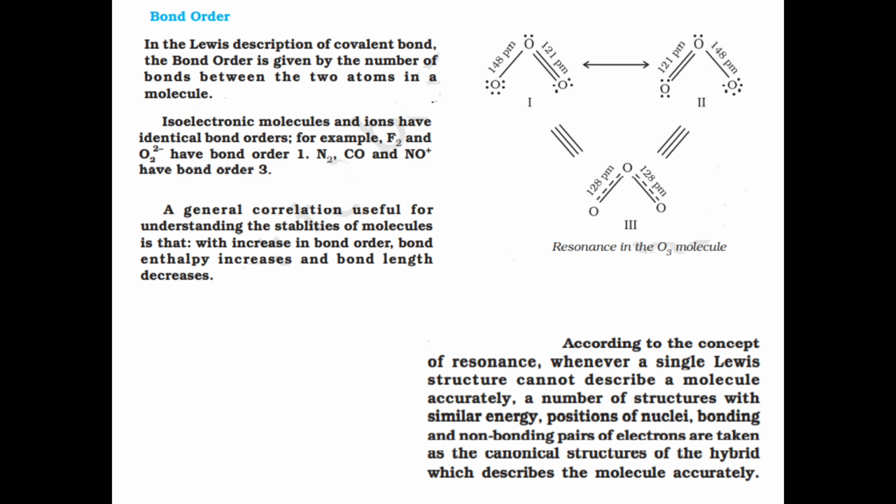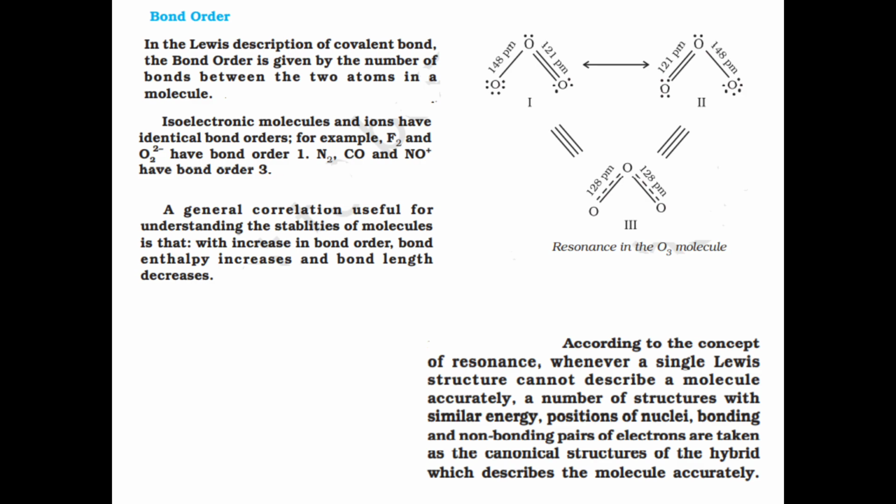Bond order. In the Lewis description of a covalent bond, the bond order is given by the number of bonds between the two atoms in a molecule. Isoelectronic molecules and ions have identical bond order. For example, F2 and O2 2- have bond order 1, N2, CO and NO+ have bond order 3. A general correlation useful for understanding the stabilities of molecules is that with increase in bond order, the bond enthalpy increases and the bond length decreases.